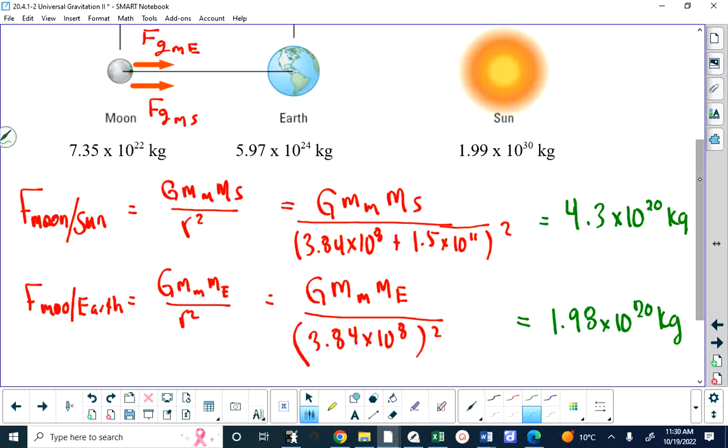So we're questioning the first one. What did you get? I got 6.4. Did anybody else get 6.4 times 10 to the 31? You know what I suspect? Yeah, I suspect you forgot to square R.